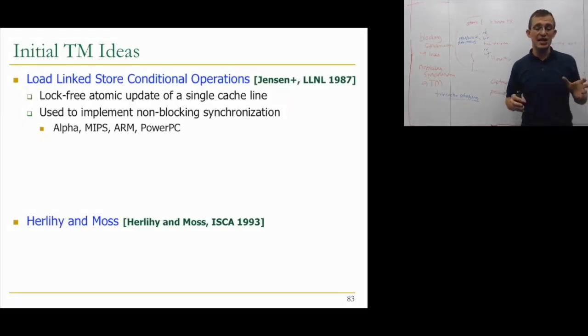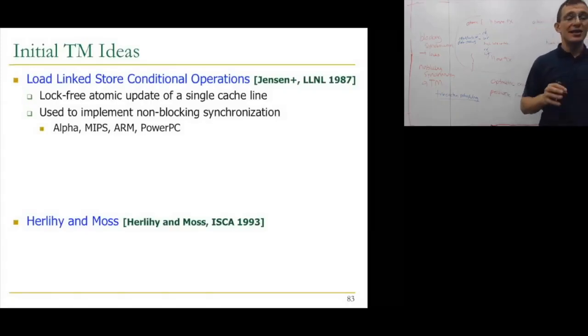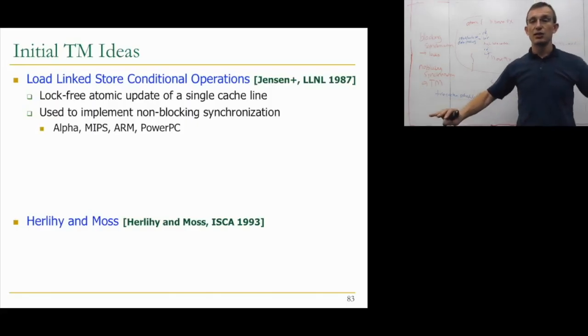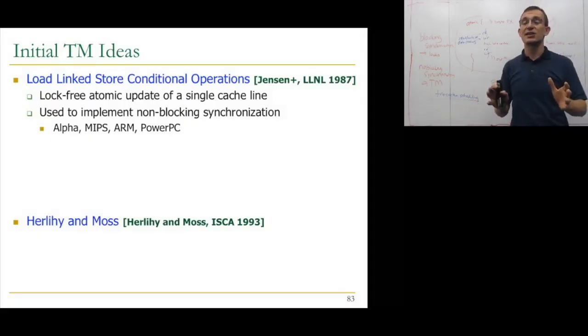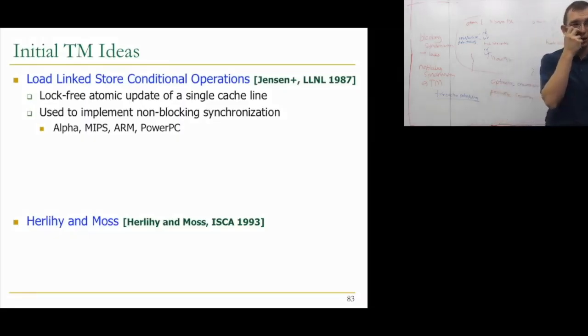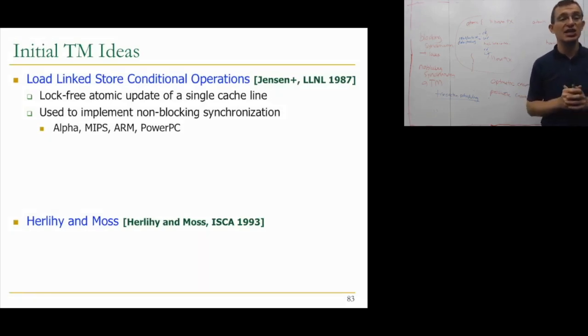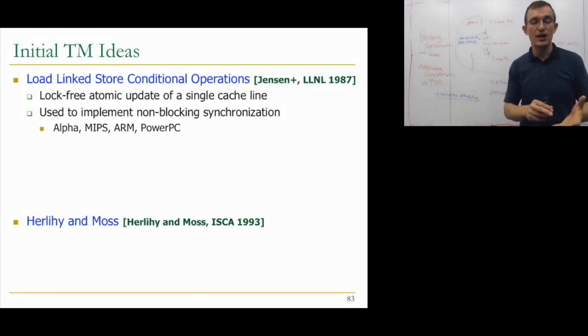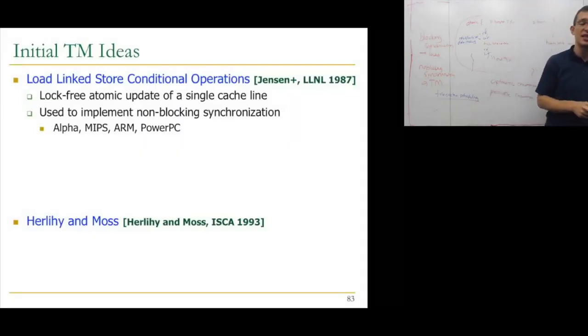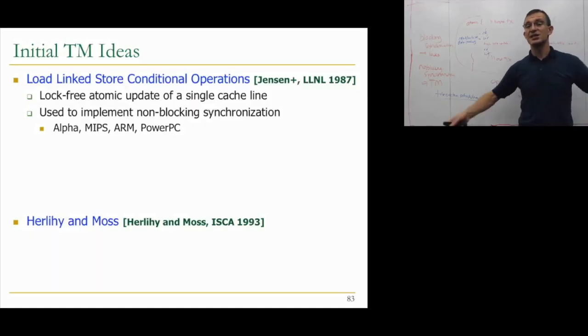But the basic idea is to have an instruction that does an atomic update of a single cache line without any lock. We don't want any locks. We want to update the single cache line. How do we do it with some new instructions? And that's the idea of load-linked and store conditional operations. This is used to implement non-blocking synchronization in existing ISAs. Alpha and MIPS are some of the first ones to implement it, but ARM and PowerPC have this. x86 has a form of it.